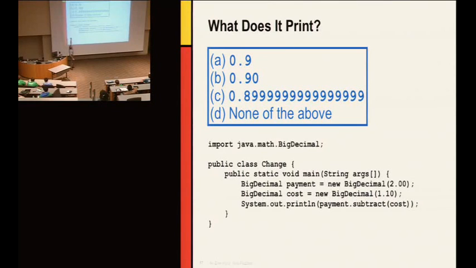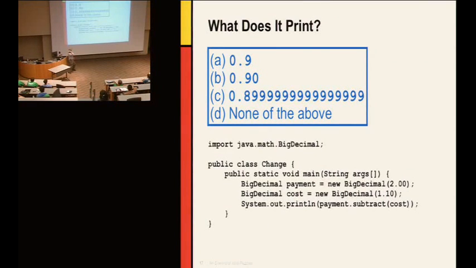So, on, let's vote. How many people believe that this one will print 0.9? About 10 of you. How many people say 0.90? About 15. How many people say same crap as last time? About 25. And how many people say none of the above? About 20, and you're almost all on this side of the room. And those of you are correct.